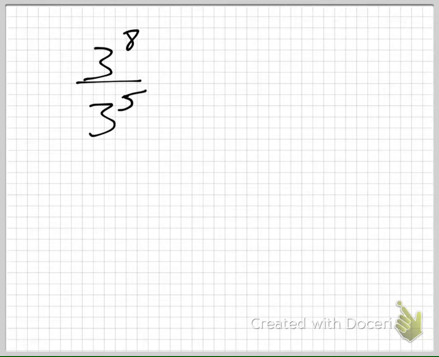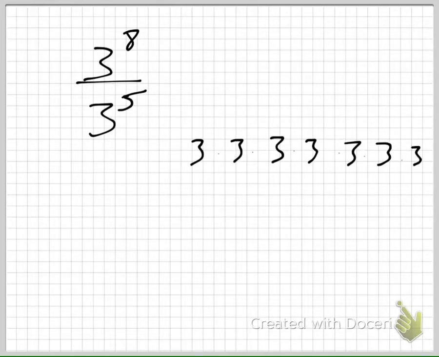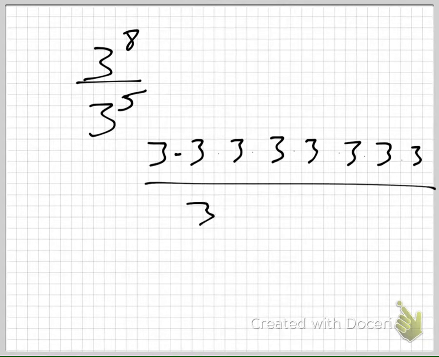Try one here. The first one they give us is 3 to the 8th over 3 to the 5th. What's that going to give me? Hold on. What does 3 to the 8th mean? So 3 times 3 times 3 times 3 times 3 times 3 times 3 times 3, 8 of them, over 3 times 3 times 3 times 3 times 3, right? Isn't that what that says? Do you really see that?